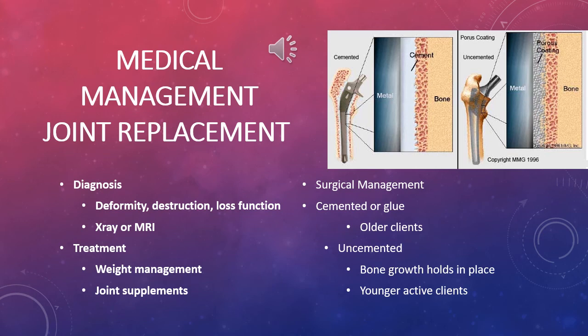Surgical management includes many different options. The two we're going to go over here are the cemented or glued option, where the prosthetic is cemented or glued onto the remaining joint or bone. This is typically used with older adults that will not need a replacement. Then there is uncemented, where a prosthetic is fitted perfectly into a hole that is drilled into a bone, and then eventually the bone growth will hold it in place. This is for younger or more active clients, and that will likely need a revision at some point.